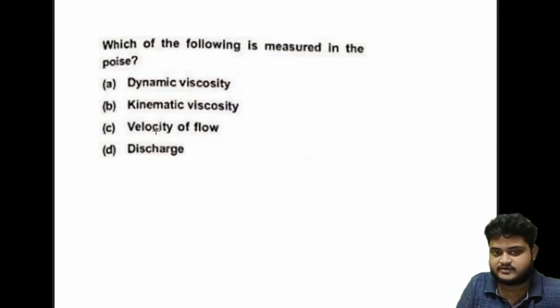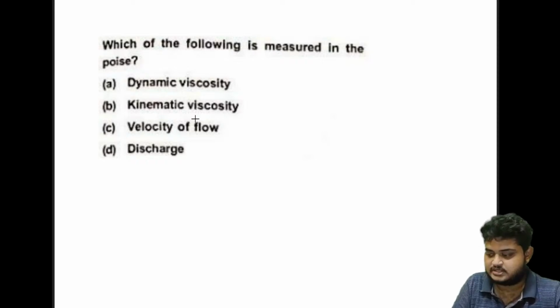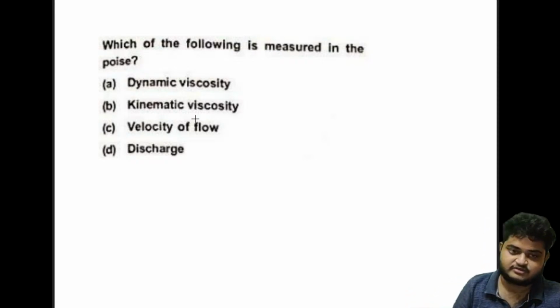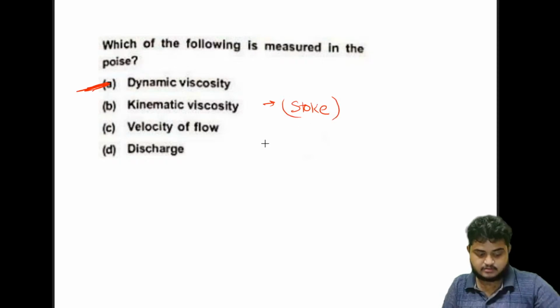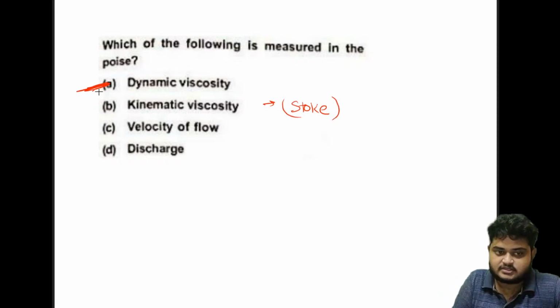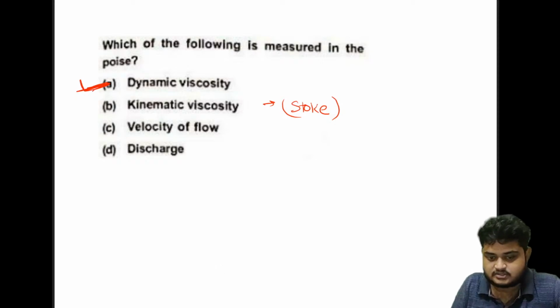Right? Now it is a theory question. Which of the following is measured in poise? Just now we have discussed this. Obviously, the dynamic viscosity is measured in poise, whereas the kinematic viscosity is measured in Stoke. So you have to remember, this is a very basic question.